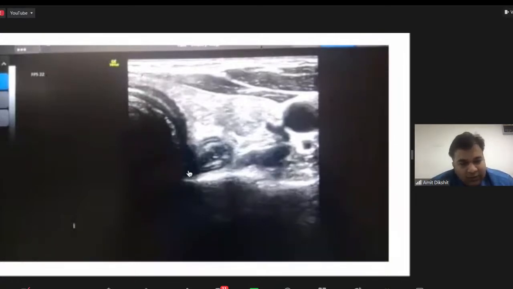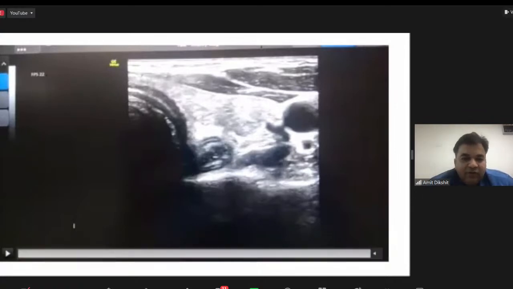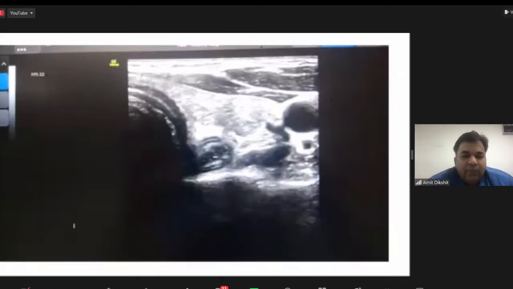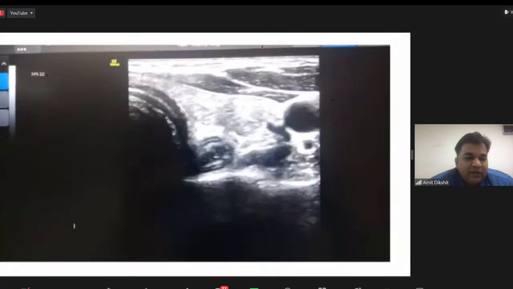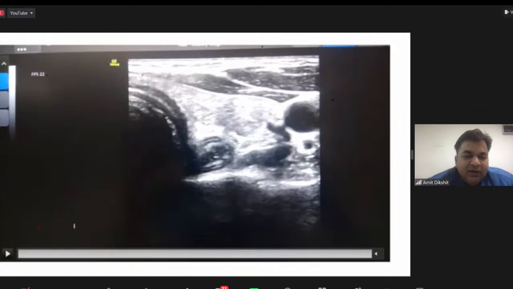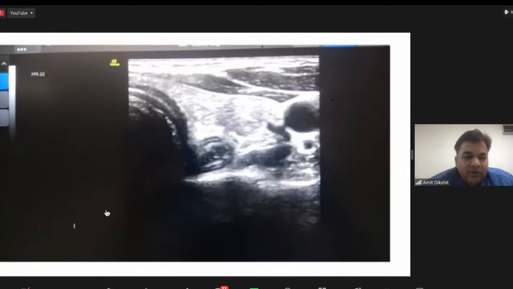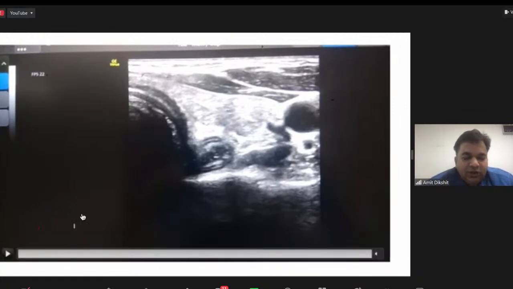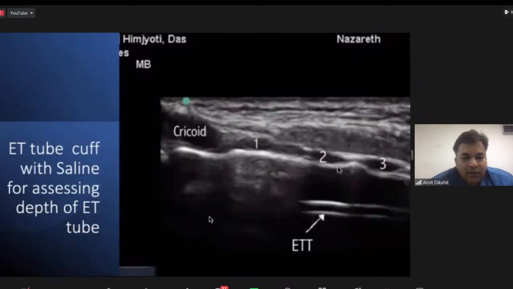I think this has changed the way we look. Once we park the probe, we see the esophagus, and then we may just push the esophagus and try to occlude it at the time of rapid sequence induction. So this is another insight. If you know where the anatomy is, rather than doing it blindly, it's a good idea to utilize this opportunity.